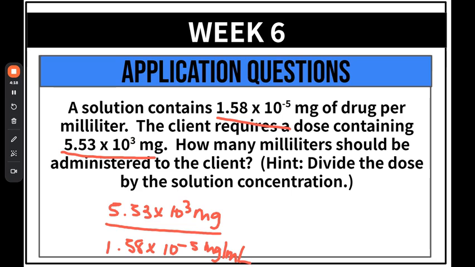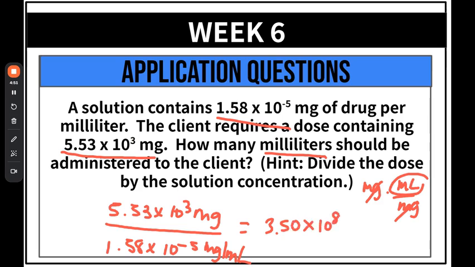Okay, and that's perfect because our answer is going to be in milliliters, and when we divide, our units will actually get flipped, meaning we'll have milligrams times milliliters over milligrams. And the milligrams will cancel out and leave us with milliliters, which is exactly what they want. So, when we divide these numbers, we're going to get 3.50 times 10 to the 8th milliliters.